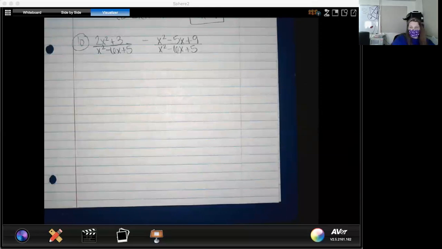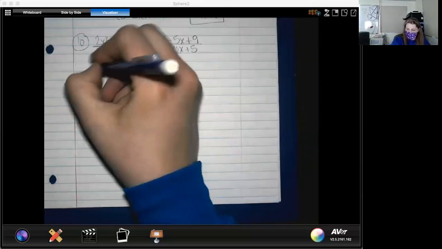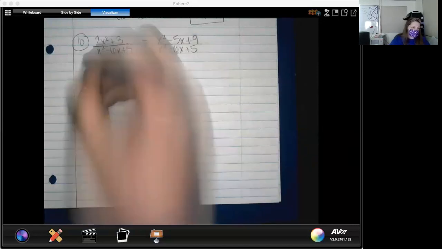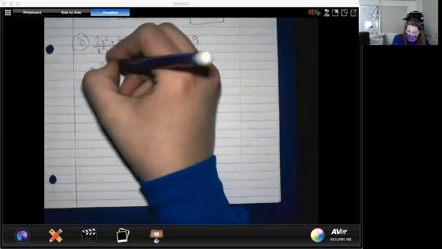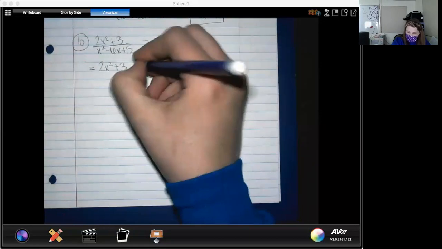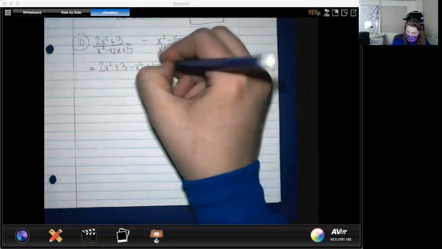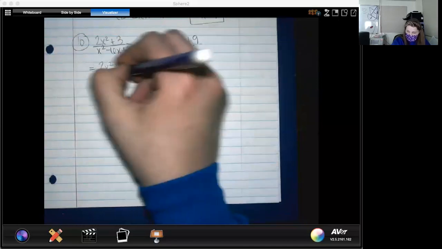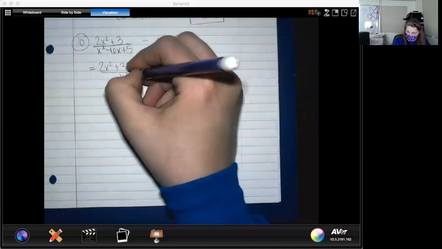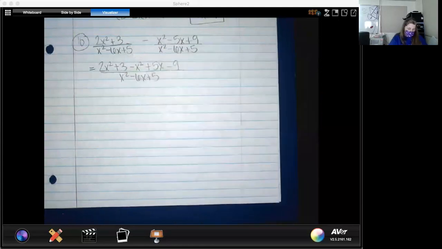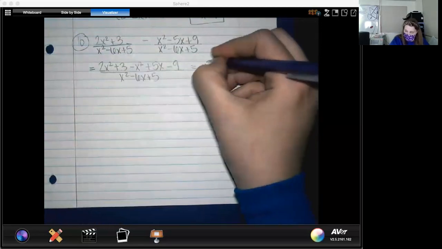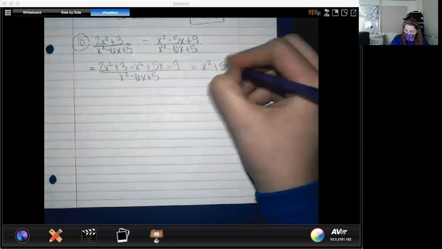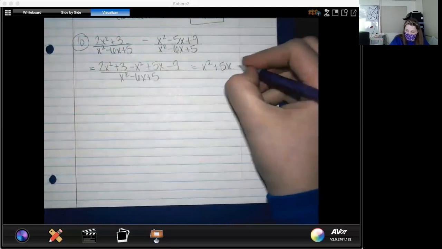Okay, let's see how it should be. So if you're not there yet, let me show you what we should have. You're fine. All right, so first thing we do is distribute that negative. So it should be negative x squared plus 5x minus 9. Okay. Combine like terms: 2x squared minus x squared would be x squared. 5x. 3 minus 9 would be negative 6.